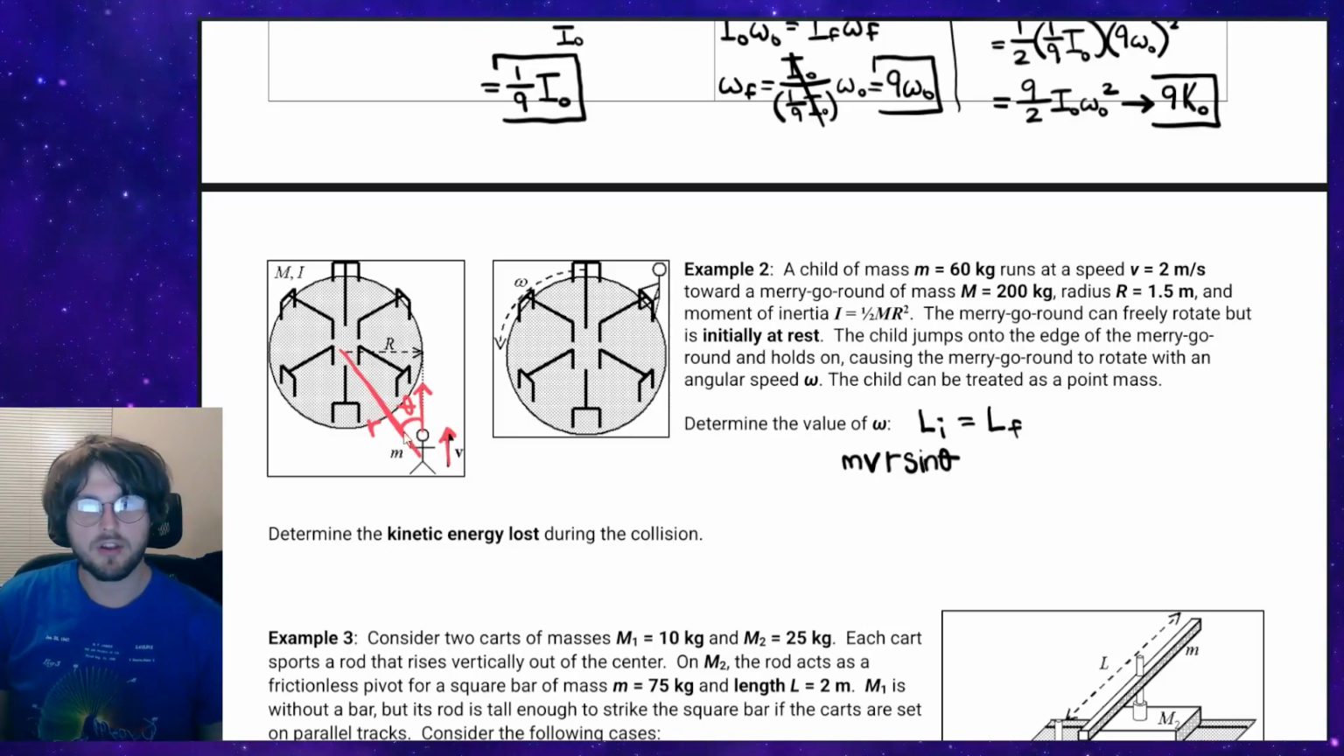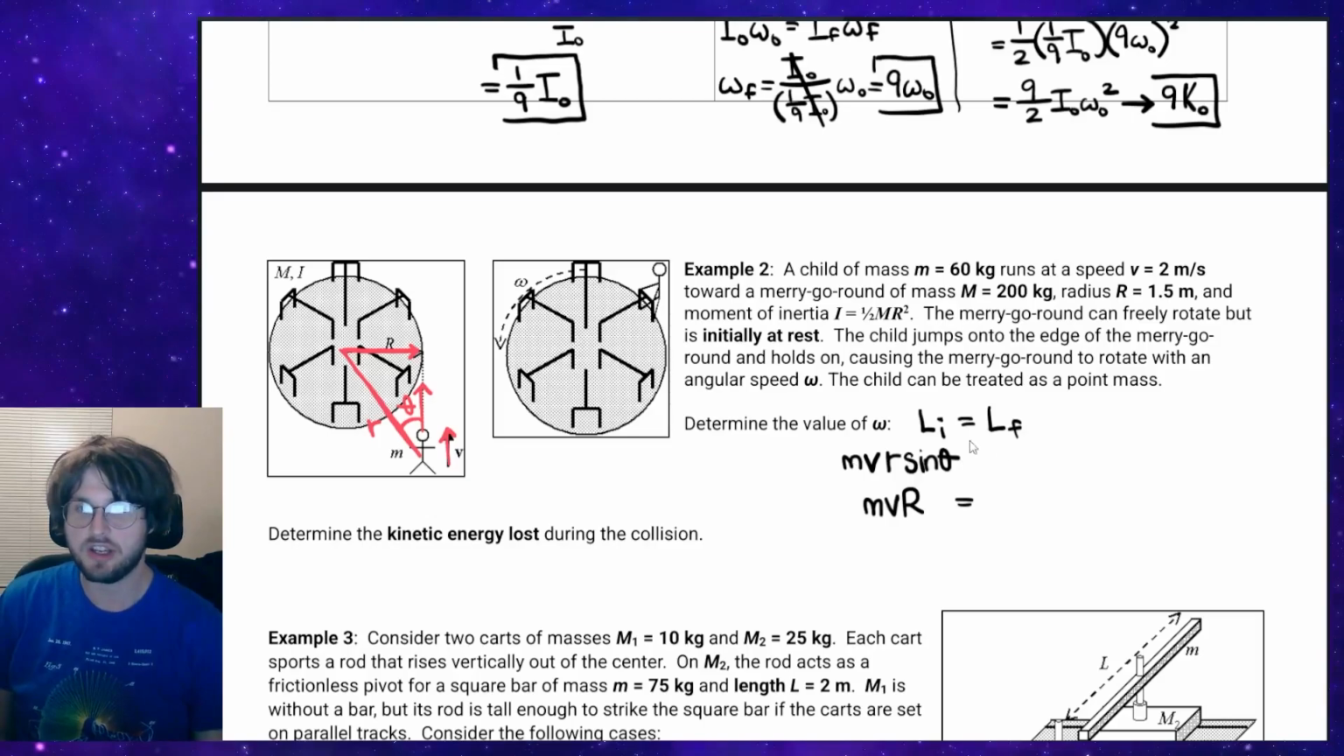If we look, the sine of theta here is going to be the opposite divided by the hypotenuse. So big R divided by little r. That means that r times sine theta is really just going to be this value, big R right here, the radius of the merry-go-round. So we can translate this into mv times R and keep it as that. Now on the other side, we're going to have a rotational inertia that we could reasonably find and an angular velocity. So on that side, we can use the other expression for angular momentum, which is I times omega.